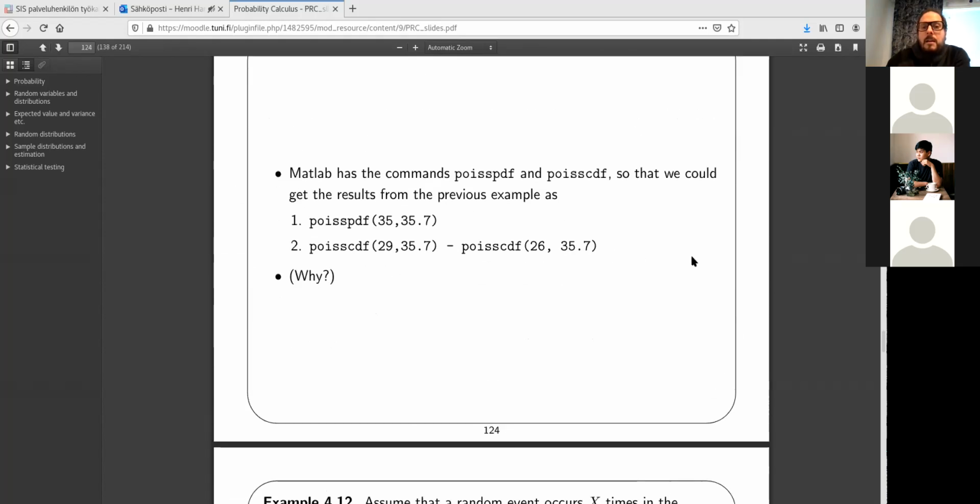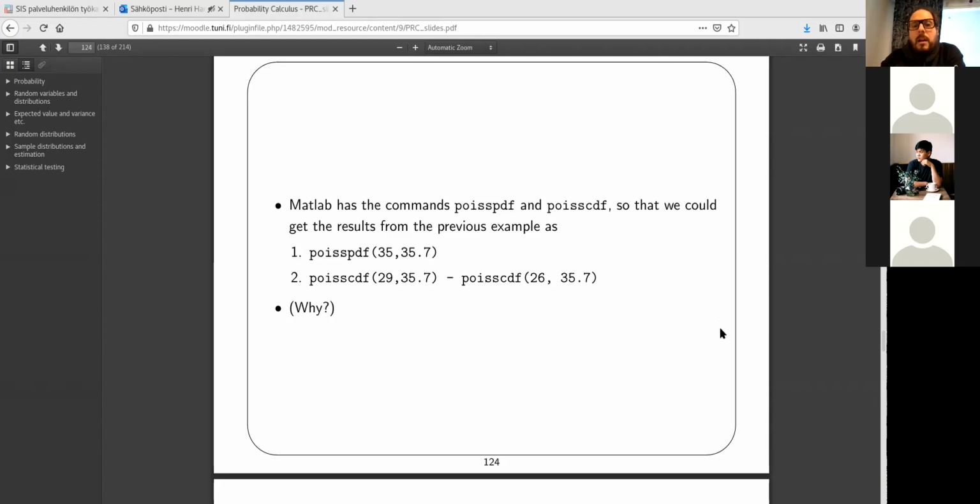This MATLAB has these commands. We have the Poisson, so it's written like this, POISS, short for Poisson. PDF, probability density function, that gives you the probability at a given point. And CDF, the cumulative distribution function. The question before is now, why does this second one work? Why do we get the same result?